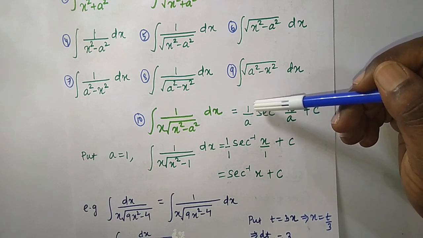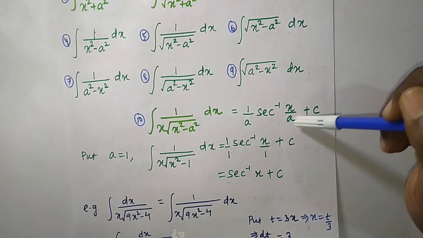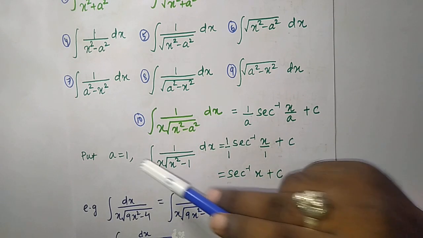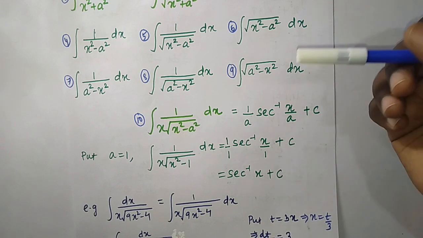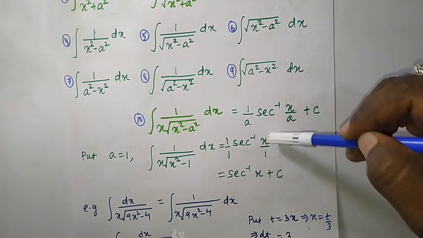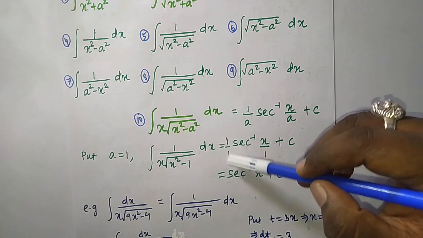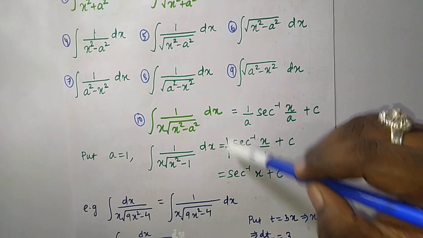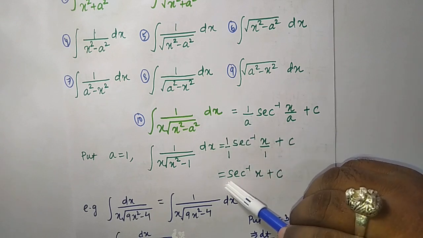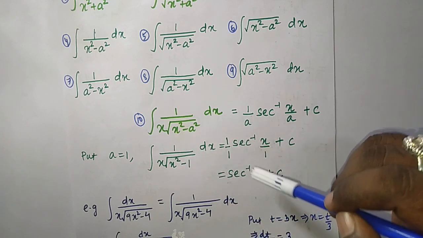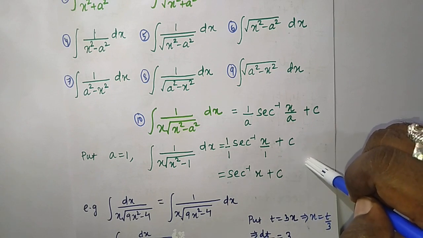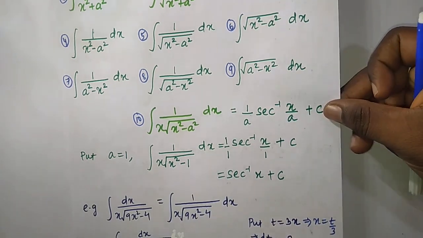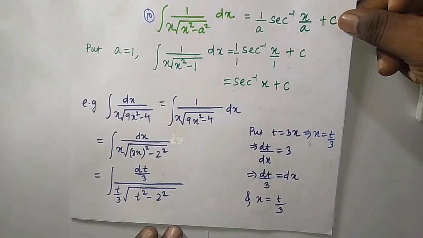Now just verify the right hand side. Right hand side we have got 1 by a into sec inverse x by a plus c. If we put a equal to 1 in the left hand side, put the right hand side also the same. So 1 by 1 into sec inverse x by 1 plus c. So 1 by 1 is 1 and x by 1 is x. So by putting a equal to 1 also we are getting sec inverse x plus c. This is a particular case. Now we will discuss some more examples.